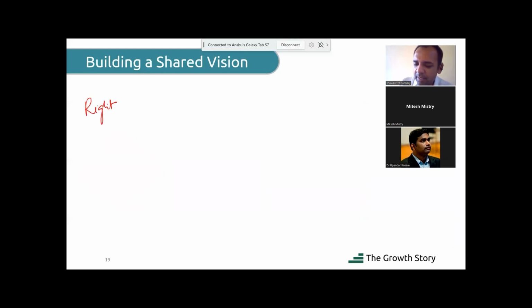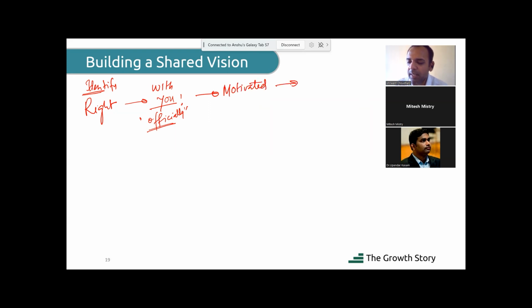First is identify the right person. Then make sure that this right person is with you. Okay, officially he is with you, right? So officially he is with you means get him onboarded directly or indirectly to the project. Then keep him motivated, right? Then so this is like, okay, I am ready to work.